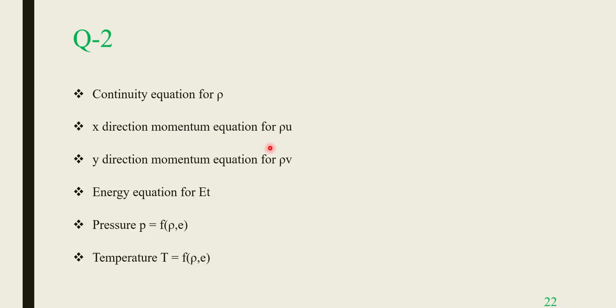From this it can be seen we are solving the continuity equation for rho, the x momentum equation for rho u, the y direction momentum equation for rho v, and the energy equation for e t. Pressure we are getting as a function of rho and e. We are using the equation of state to get the pressure, so it is a straightforward thing, and temperature we are also getting in a similar fashion. So determination of pressure is not a difficulty encountered in the solution of compressible flow equations.